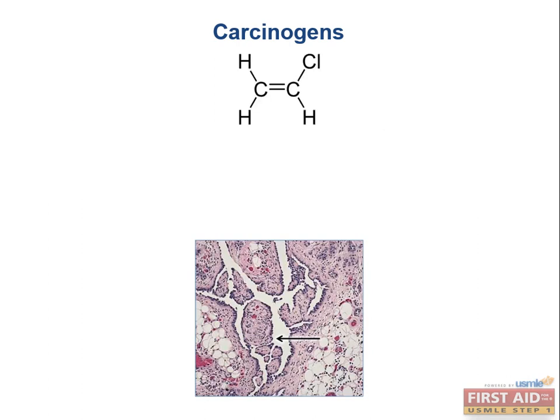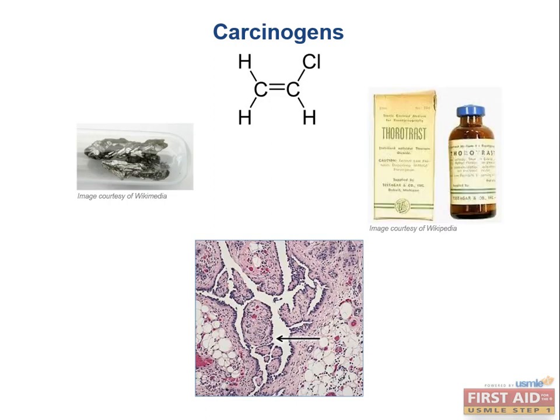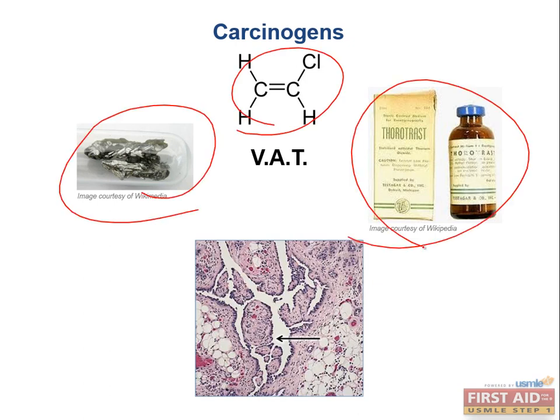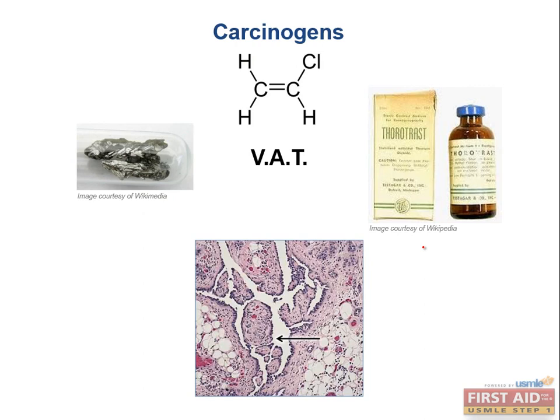And the mnemonic is VAT, V-A-T. So V stands for vinyl chloride. The A stands for arsenic. And the T stands for thorotrast. So here's vinyl chloride. Here's arsenic. And here's thorotrast. VAT causes angiosarcoma of the liver.